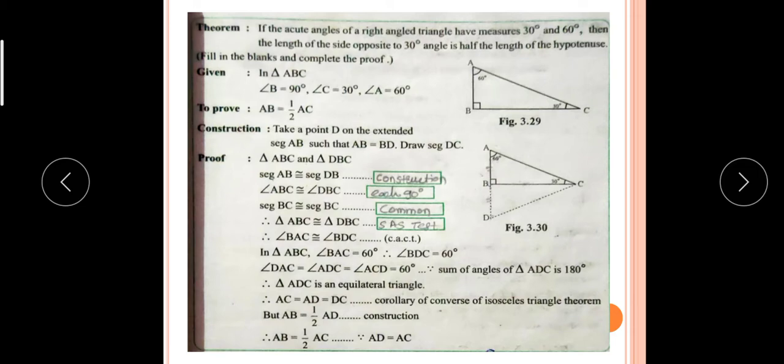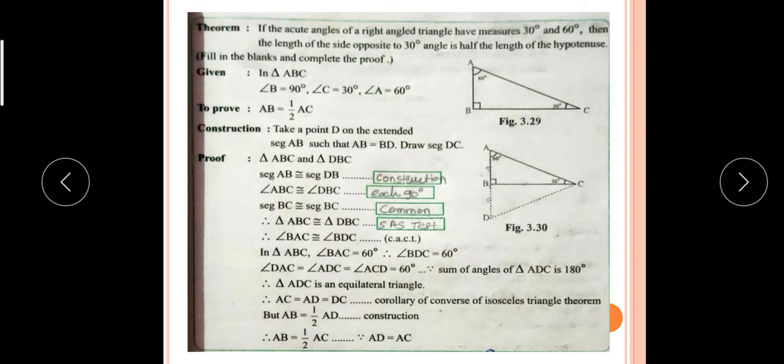Now in triangle ABC, angle B is equal to 90 degrees, angle C is equal to 30 degrees, angle A is equal to 60 degrees. So what do we have to prove? Which side is opposite to 30? AB. So AB is half of AC.